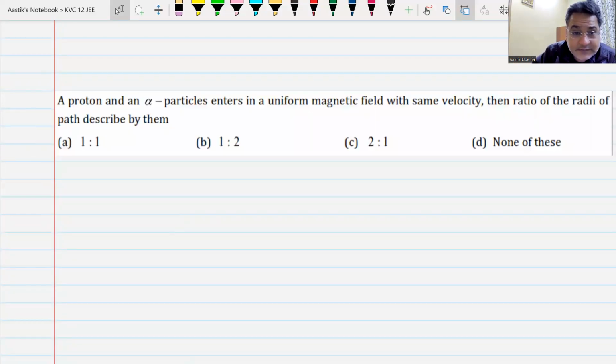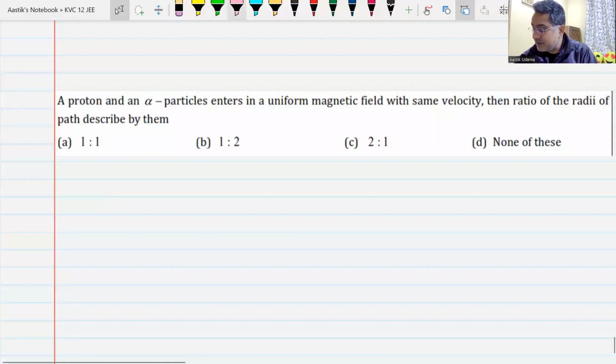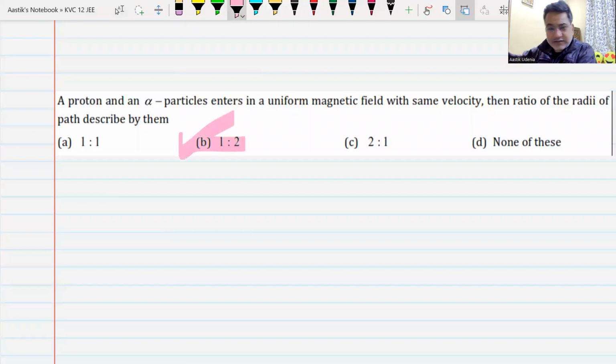The next question is here, and I expect a quick fire answer. And the answer is option B. I've already given you this as that table, so it is directly proportional to M by Q, and we know the M by Q ratio. Yes or no? No, yes.